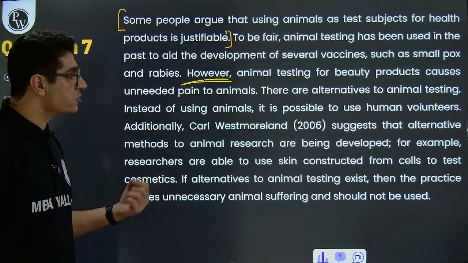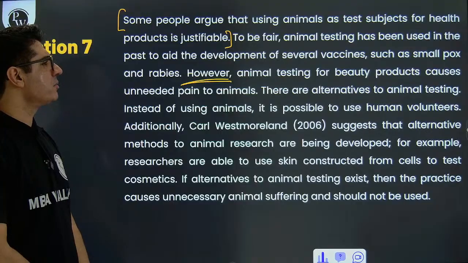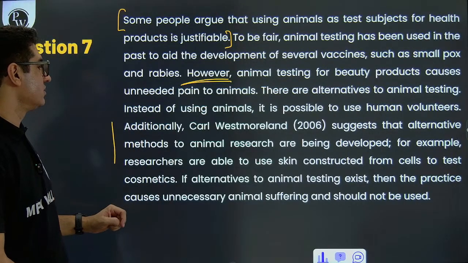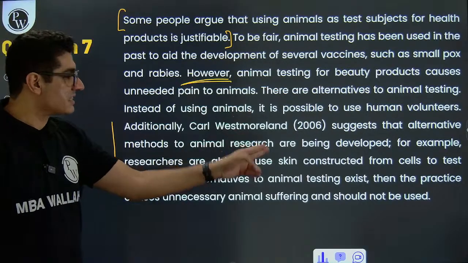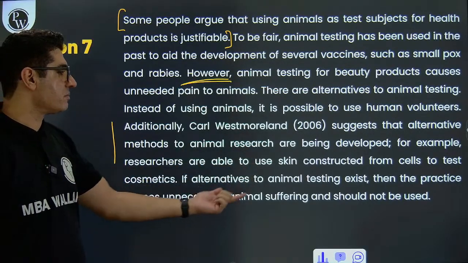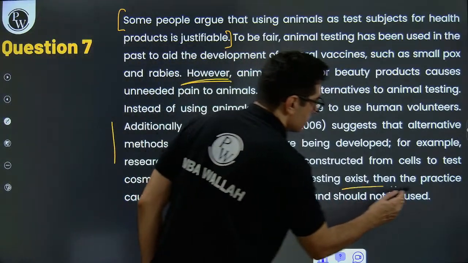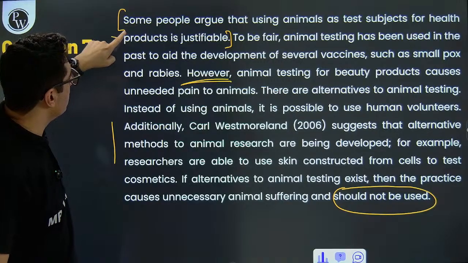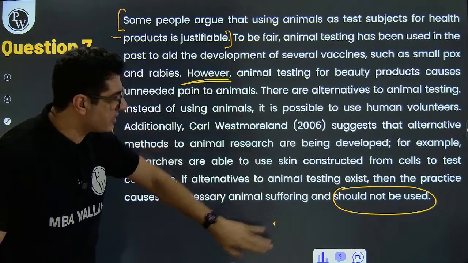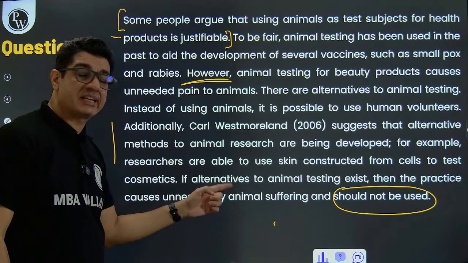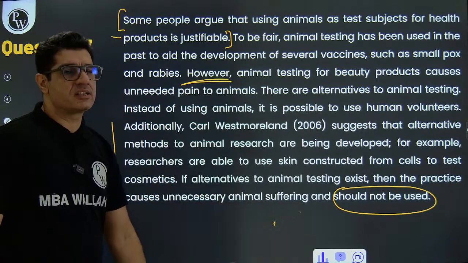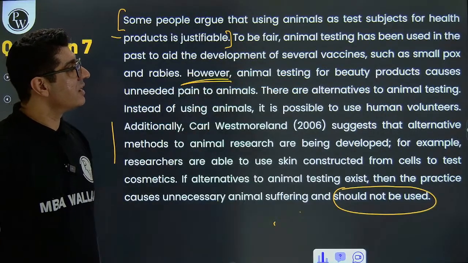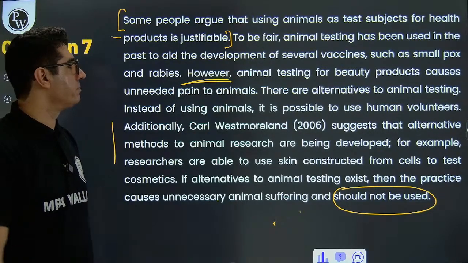There are alternatives to animal testing. Instead of using animals, it's possible to use human volunteers. Additionally, this guy suggested an alternative method, right? So if alternatives to animal testing exist, then the practice causes unnecessary animal suffering and should not be used. So some people say using animals as test subjects for health products is justifiable, and our author says that if alternatives to animal testing exist, then in those cases it is not justifiable. Why? Causes unnecessary pain to them.